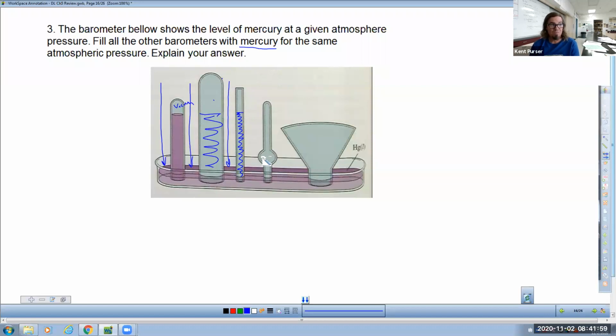This one here, it doesn't matter that it has this fatter part. It's still going to fill it up. When you invert it down into the mercury bath, it's going to drop to that same level. It doesn't care about the shape. This one here, because it's already shorter than the maximum height of the mercury, is just going to stay full all the way to the top.